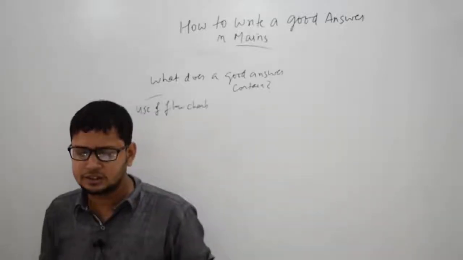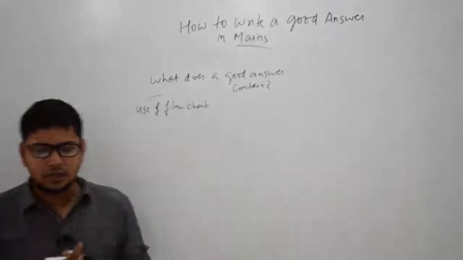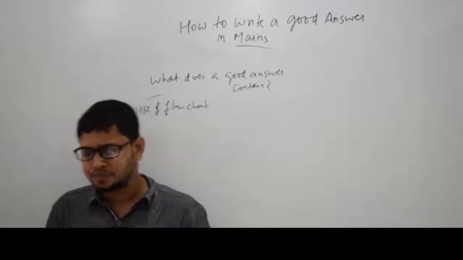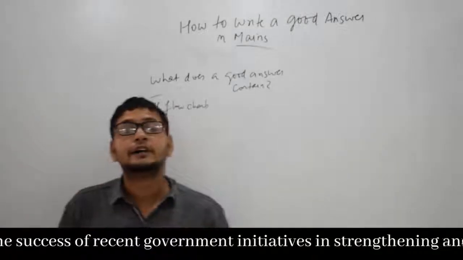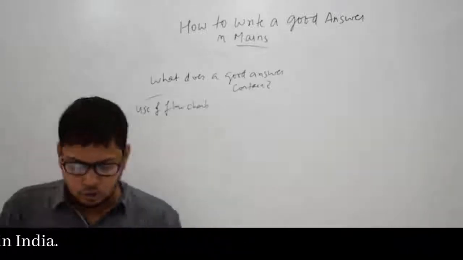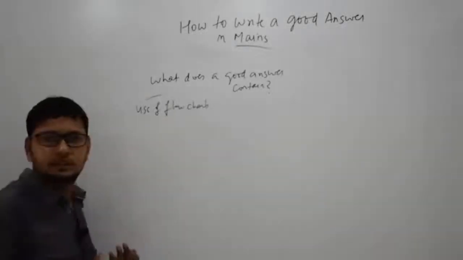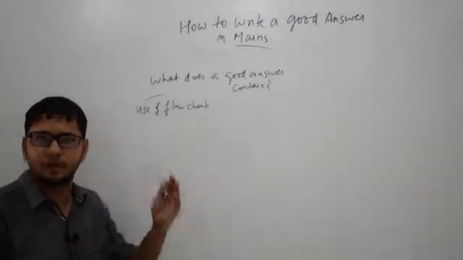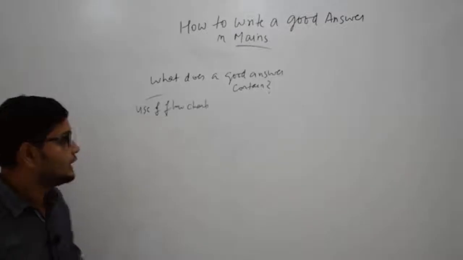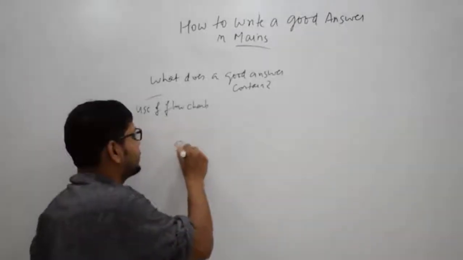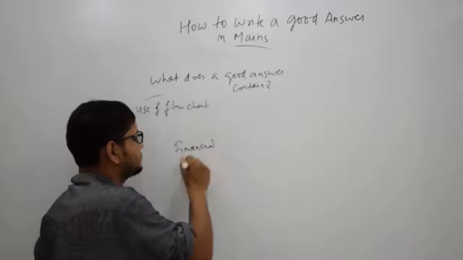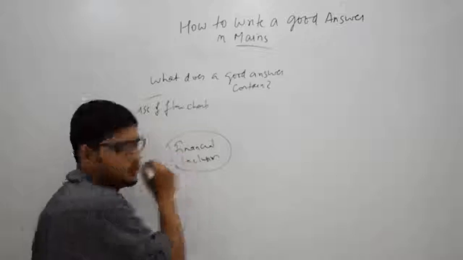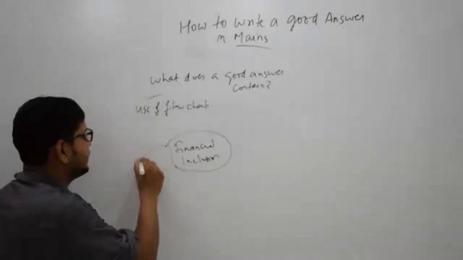So suppose there is this question which says: critically evaluate the success of recent government initiatives in strengthening and deepening financial inclusion in India. So now you have to start the answer by defining what is financial inclusion. One way is that you write a paragraph on what is financial inclusion and what is not. Second thing is that you can draw a flow chart to explain the concept of financial inclusion. So in this you can say that financial inclusion will contain 4 things.